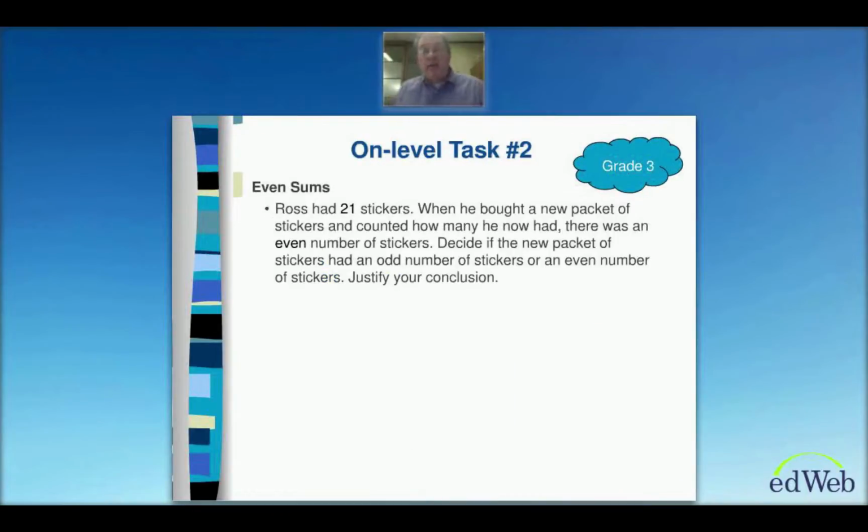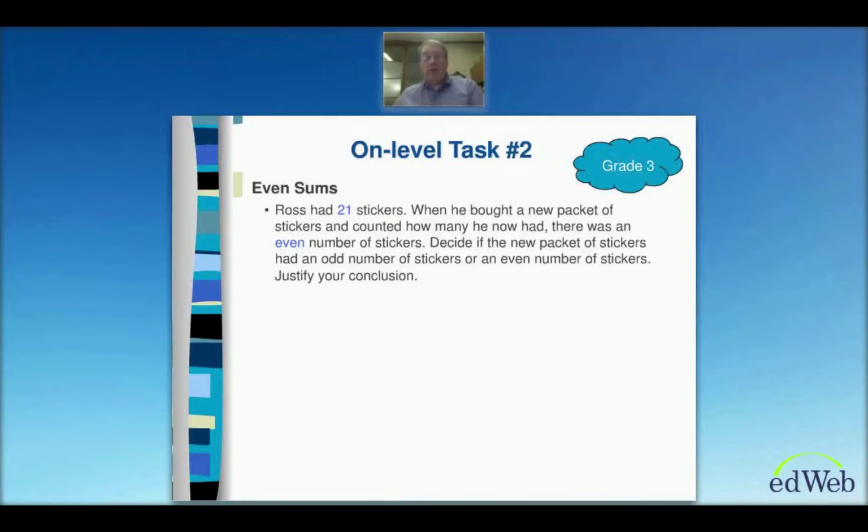I want to take a second task and look at this, because the approach we're going to use here to finding the foundational supports is going to be just slightly different. Here we've got Ross having 21 stickers, so we've got an odd number here, and he bought some new stickers, and now he's got an even number of stickers. So we have to decide, or the students have to decide, if the new packet has an odd number of stickers or an even number of stickers. Okay, so think just for a second about what's going on here. What concepts are involved?